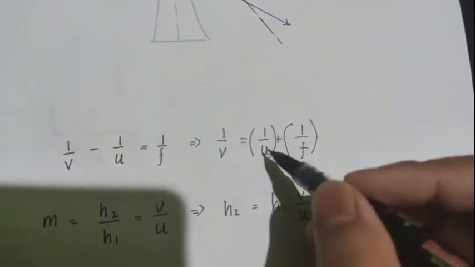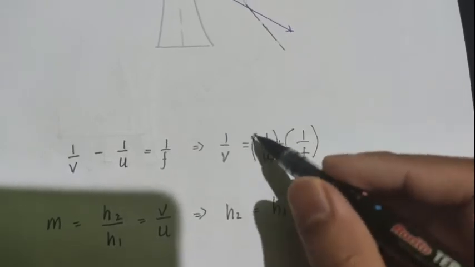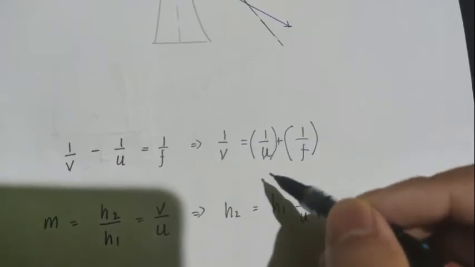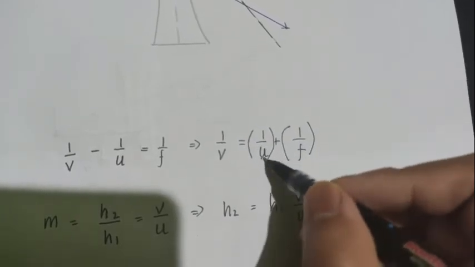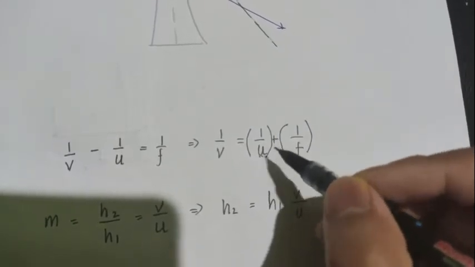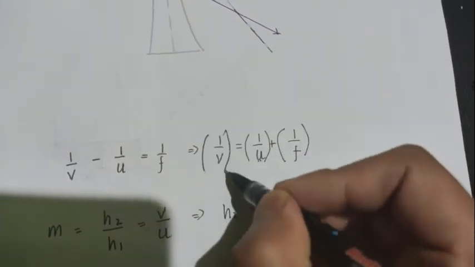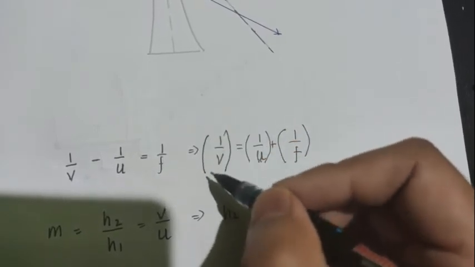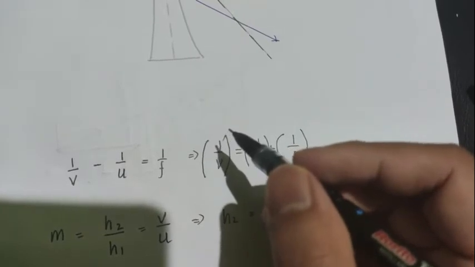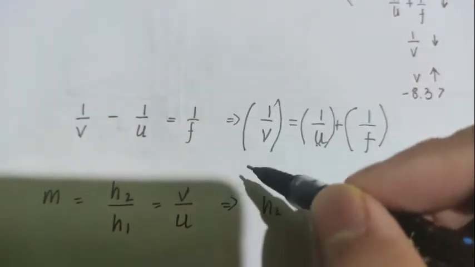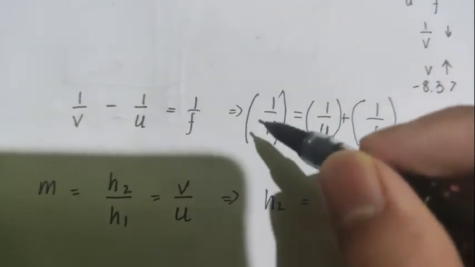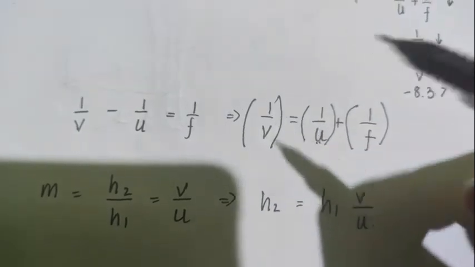If your U increases, what happens? 1 by U, will it increase or decrease? It will decrease. Why? It is in the denominator. So if U increases, this part decreases. Clear? If this decreases, what does it mean? That this value inside the bracket will increase or decrease? It will decrease. Clear? If this thing decreases, what happens? Your image distance V will increase or decrease?